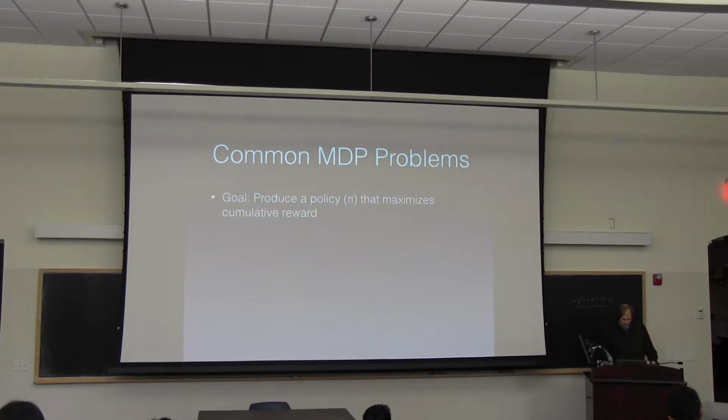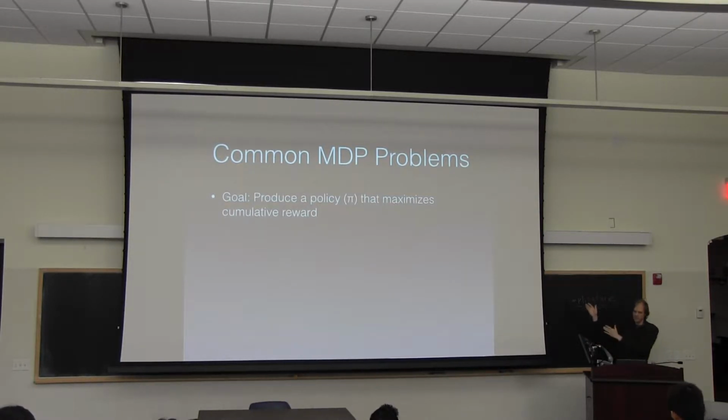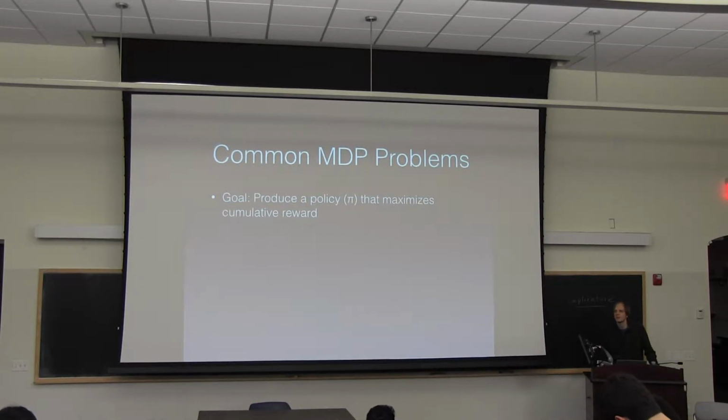So what are the common things you do with MDPs, right? We're generally looking to build a policy, right? And the policy is some mapping from states to actions. The agent can then just follow, and we're trying to find a policy that maximizes the cumulative reward over time, right? So what are some ways we can get that policy? Can I get some examples? High-level examples.